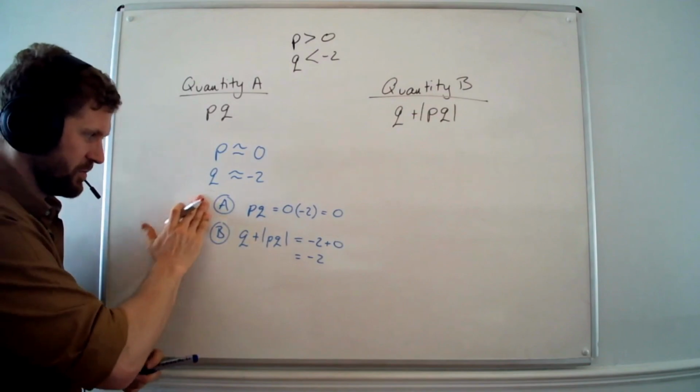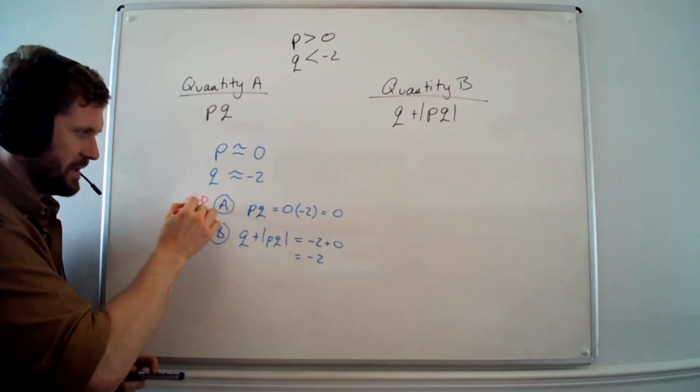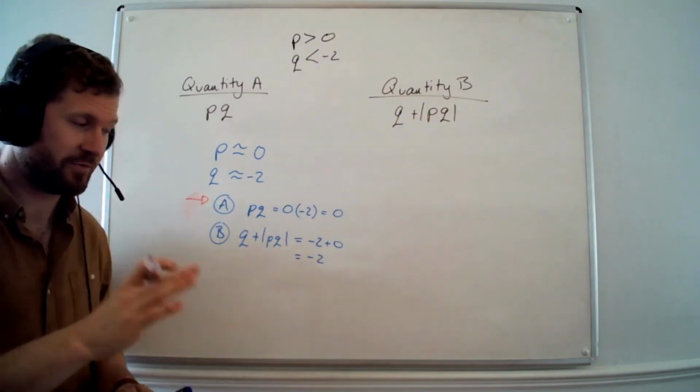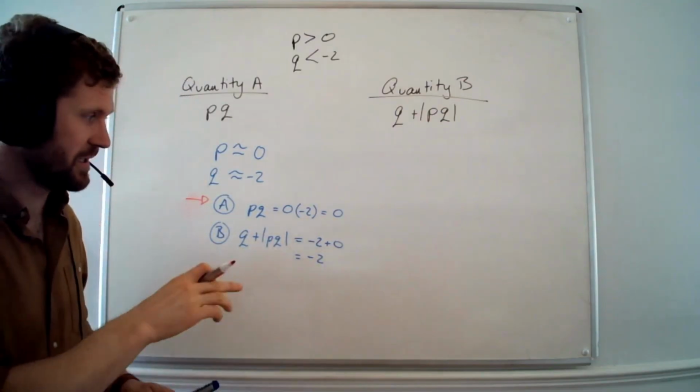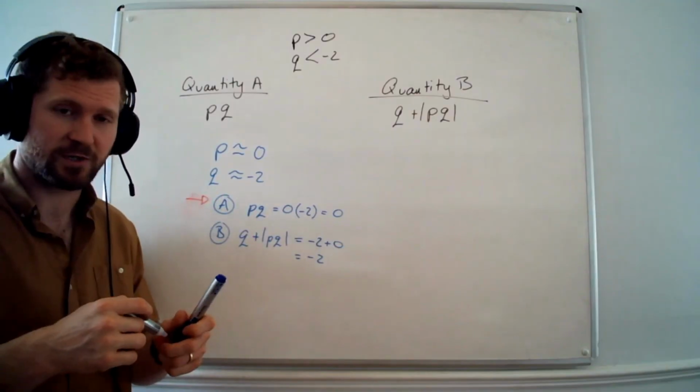and so if that was all we did, I should probably rub that out. In this case, A is going to be the bigger value there. We don't have an answer yet, and that was probably premature writing A there. From this scenario, quantity A would be bigger.